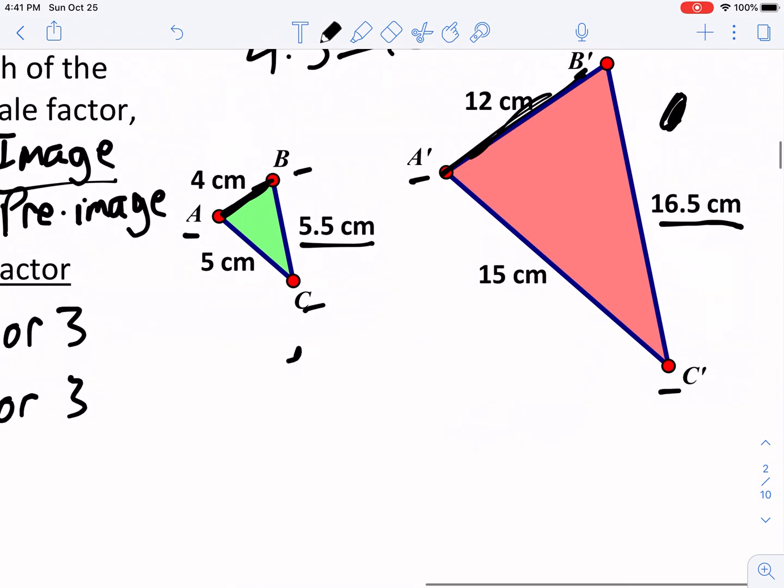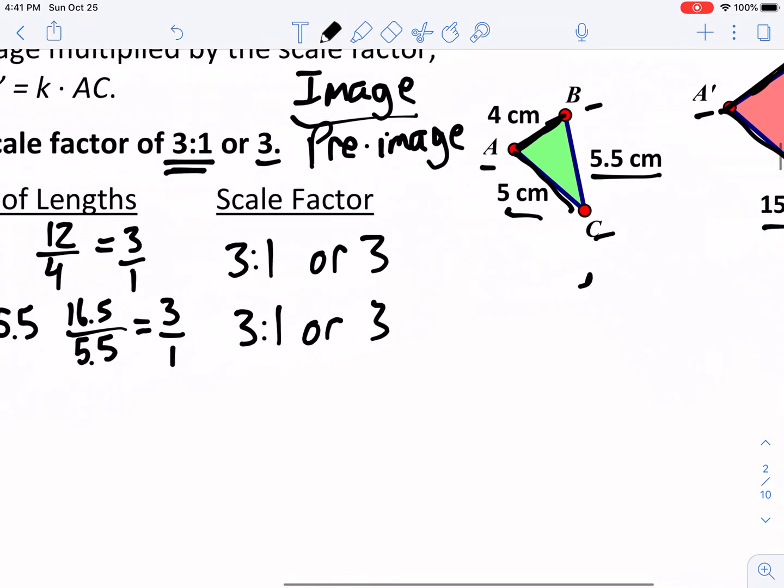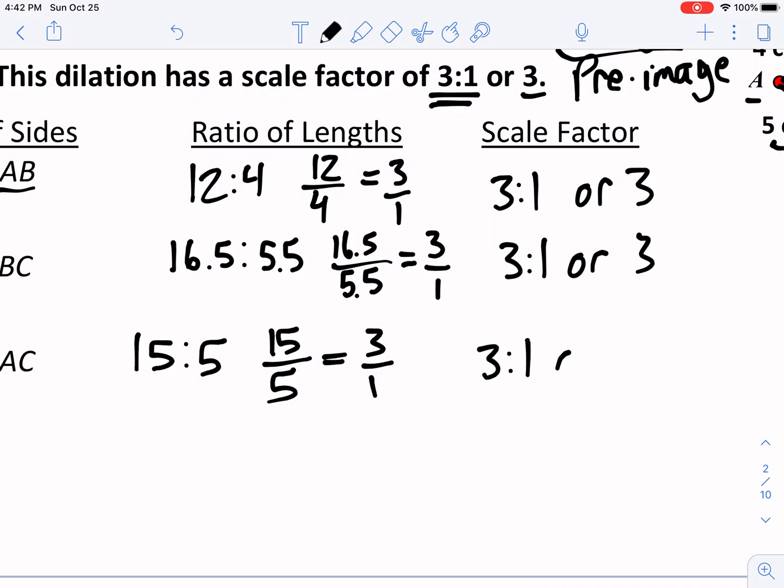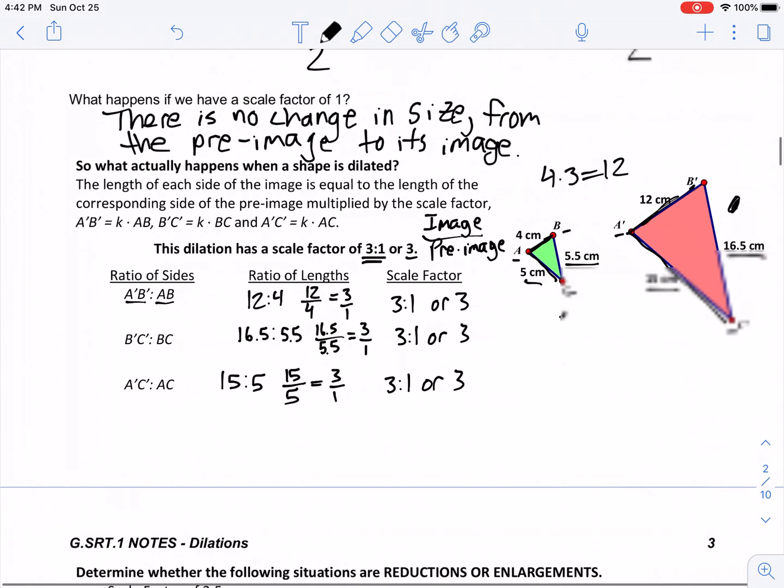Same thing, and similarly with AC and A prime, C prime. A prime, C prime is 15 and AC is 5. So if we're looking at the ratio, that would be 15 to 5, or written as a fraction, 15 over 5, which reduces to 3 over 1. So what's my scale factor? Again, it's still 3 to 1 or 3. Okay, so that would be the scale factor. So it's 3 times as large as the original image.